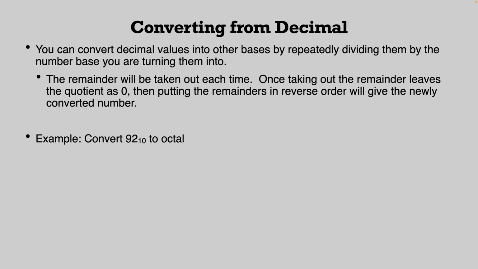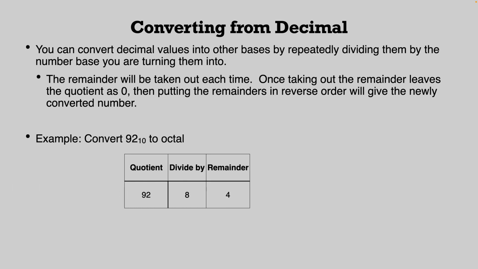As an example, we'll convert the decimal value 92 to octal. We're going to have 3 columns here: the quotient, what we're dividing it by, and the remainder when we divide it by this number. Dividing 92 by 8, it's going to go into it 11 times, but there's going to be a remainder of 4, so we take that out. Our quotient now is 11, divided by 8 again. We have a remainder of 3, and then 8 goes into 11 one time, so our quotient is 1, divided by 8 again, and our remainder will be 1, and that's going to leave our quotient at 0, so we're done.